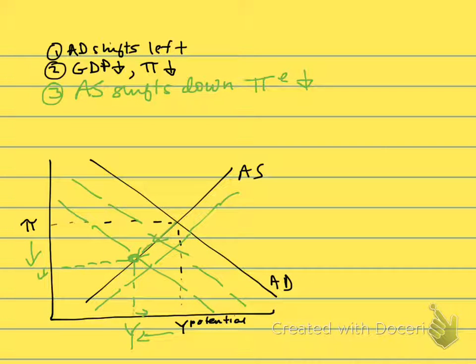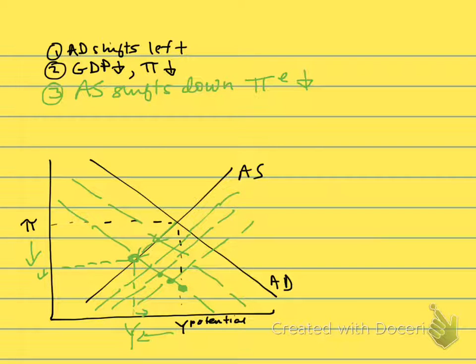Actual inflation was lower, so expected inflation shifts down again, so the aggregate supply curve shifts again, and it will just keep shifting to the right, and we'll keep moving to new equilibrium until we're back at potential GDP. And once we're at potential GDP, then inflation is going to be equal to expected inflation, and we're not going to have any change in the aggregate supply curve.